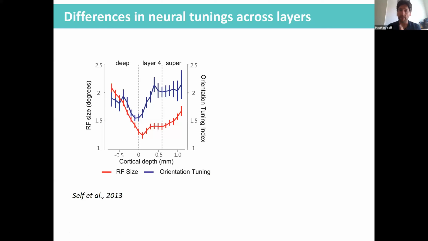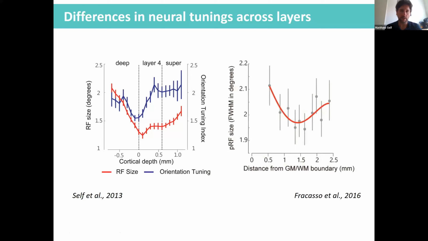Now, what happens if we compare that to fMRI signals? As far as I know, no one has carried out a laminar fMRI study looking at orientation tuning strength. I think that would be pretty challenging, maybe not impossible, but it's not been done. On the other hand, there was one study from Fracasso et al., from Serge Dumoulin's group, where they looked at receptive field size, or population receptive field size, across the different layers of V1.